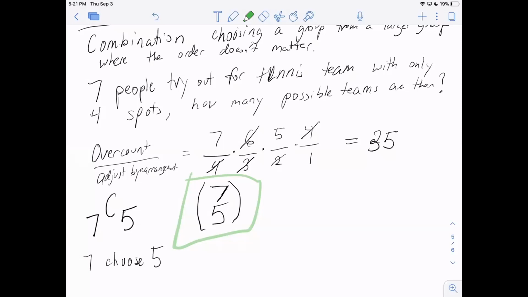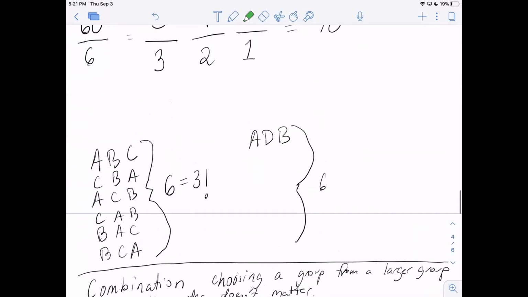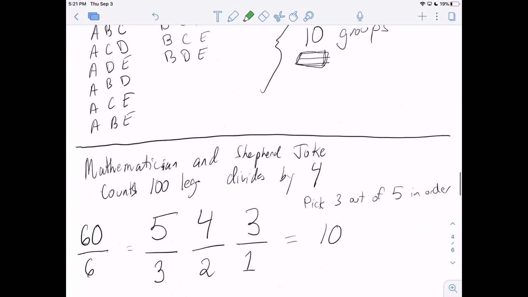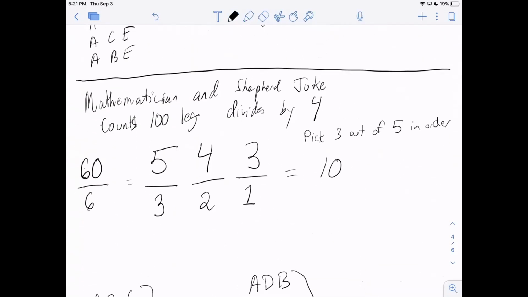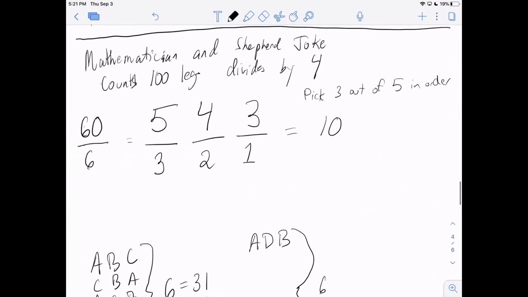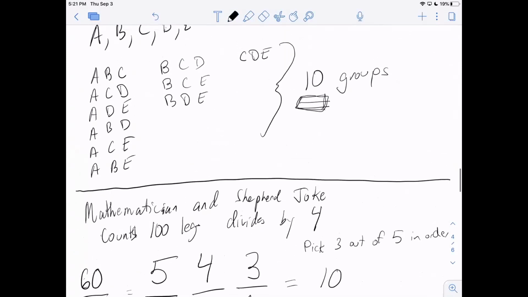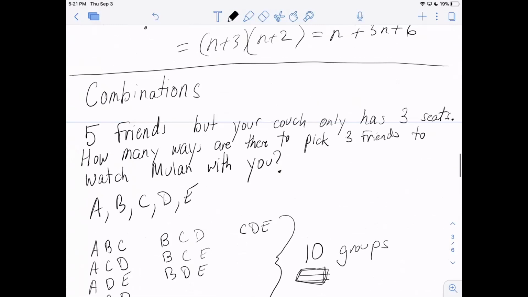And so what we did earlier was a good example of combinations. This was 5 choose 3. So the answer here would be 5 choose 3.